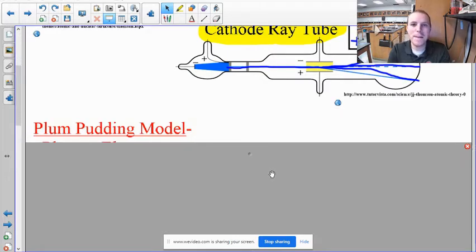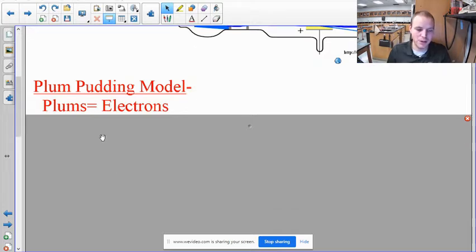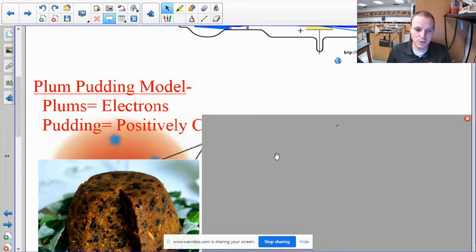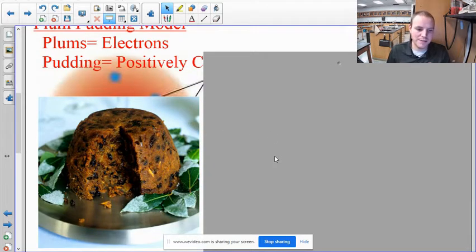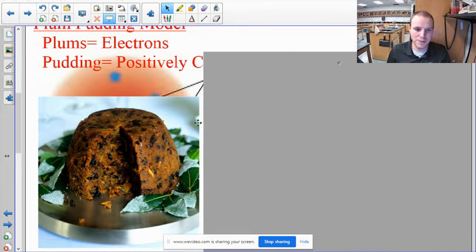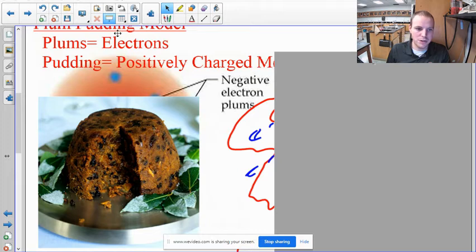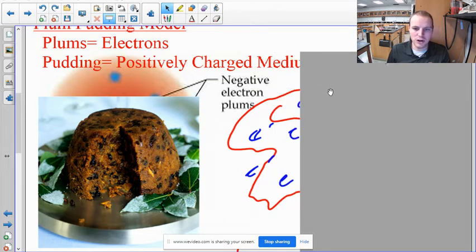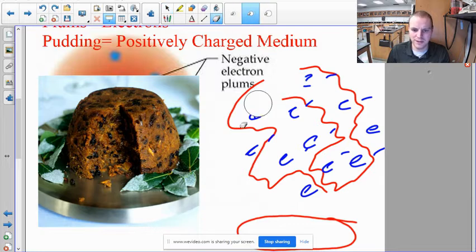This led to the Plum pudding model, where plums are electrons. So you're like, I don't know what plum pudding is. Plum pudding is a super gross dessert that he loved to eat. So this is just like a big chunk of stuff, and there's like little pieces of plum in it. And so he's like, okay, so the plums are electrons. The pudding is like positively charged material. And so if you want to kind of picture something like this.